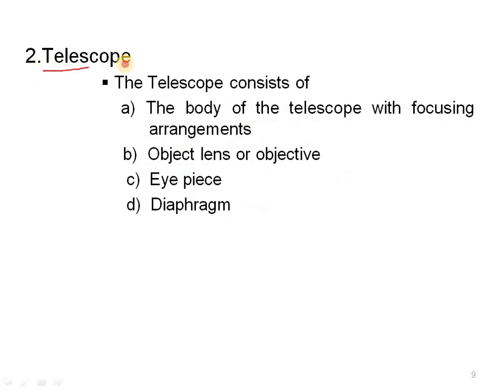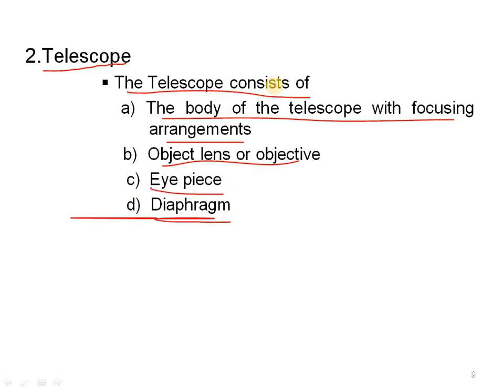And number 2 is the telescope. The telescope consists of the body of the telescope with focusing arrangements, object lens or objective, eyepiece, diaphragm. So which is the telescope portion?